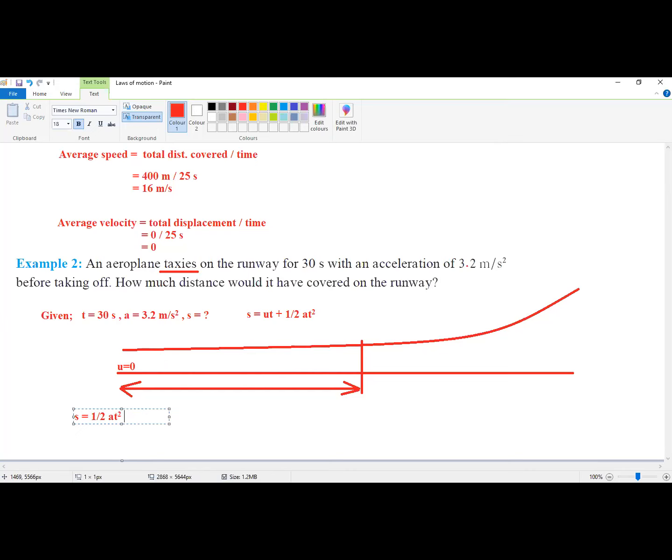Now by putting the values, we get 1 half into acceleration, 3.2 meter per second square, into t square, that is 30 bracket square. So find out the value of this one. How much will it be? Let's try to find.